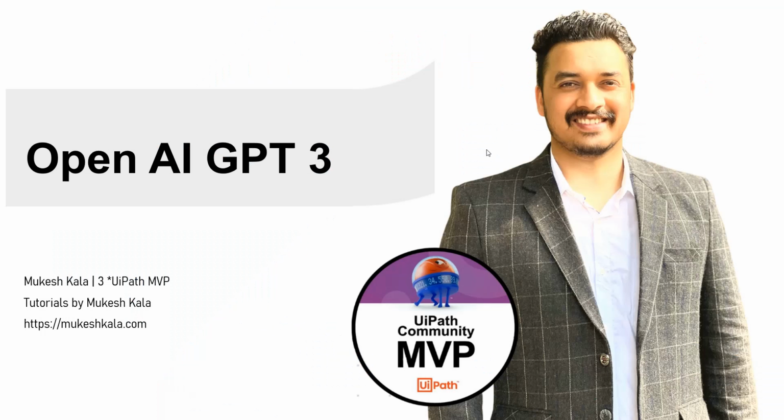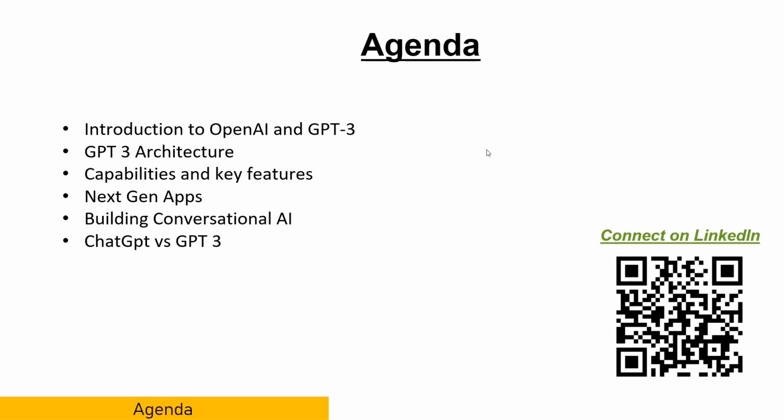Today we are going to talk about OpenAI GPT. Talking about the agenda, this would be our agenda for today. We would be talking about the introduction to OpenAI, what is GPT-3, what exactly is the architecture for GPT-3, what are its capabilities and key features, what are the next generation apps, how we can build a conversational AI with the help of GPT-3, and what is the difference between GPT-3 and ChatGPT. All of this we are going to cover in this video.